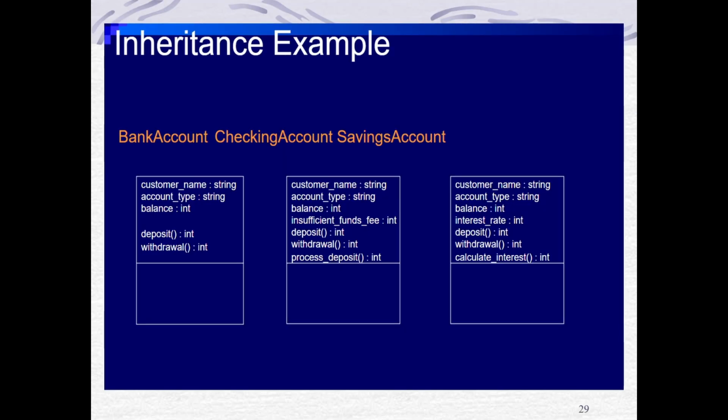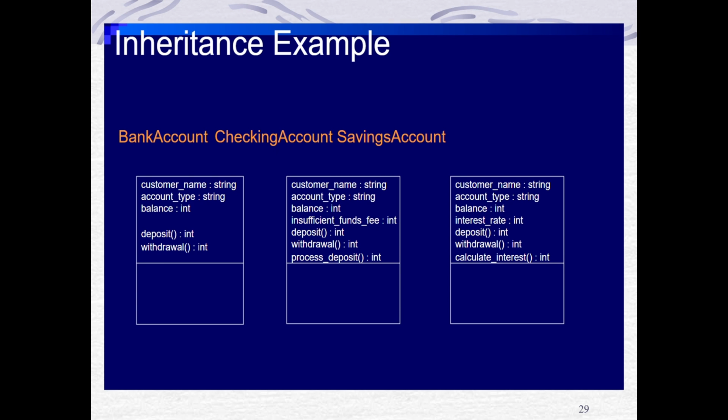So for inheritance, another example is the bank account. Checking account, that is savings account. We are going to withdraw from our account and calculate the interest on our balance. So here the first bank account contains customer name, account type, balance, and the methods deposit and withdraw. So here the main bank account is a superclass.